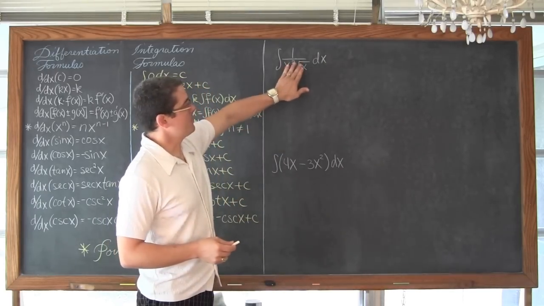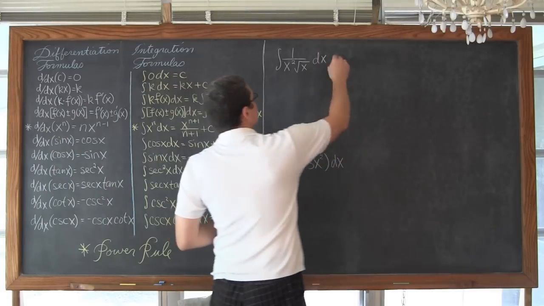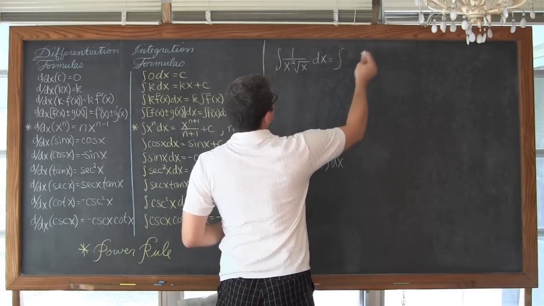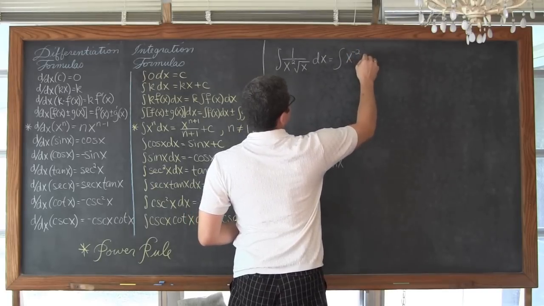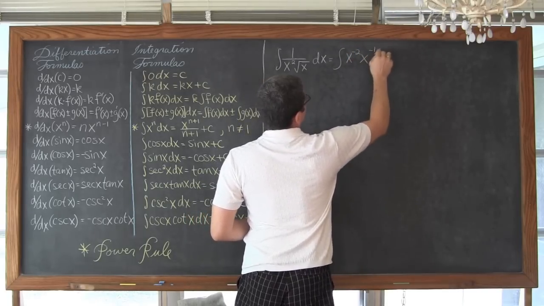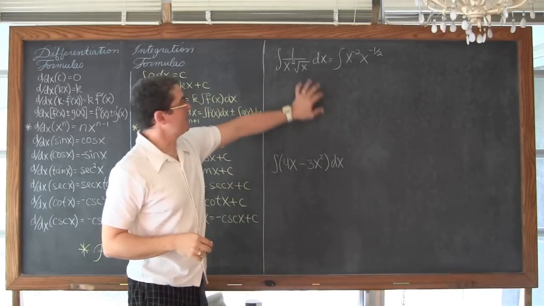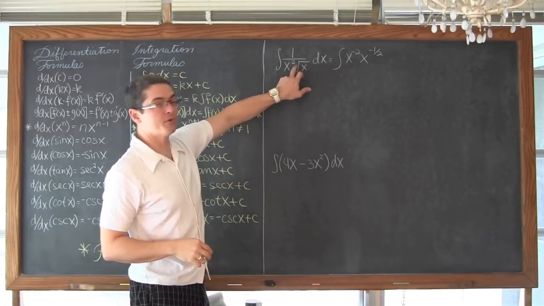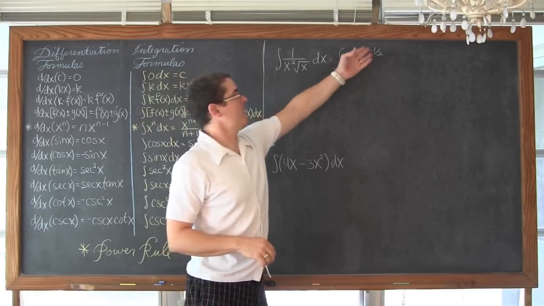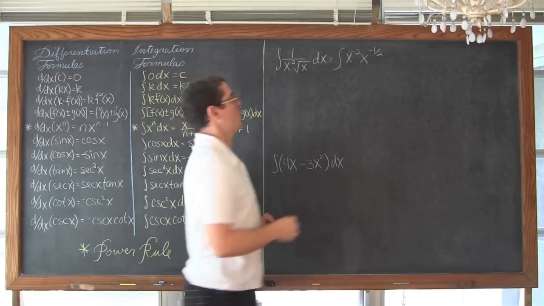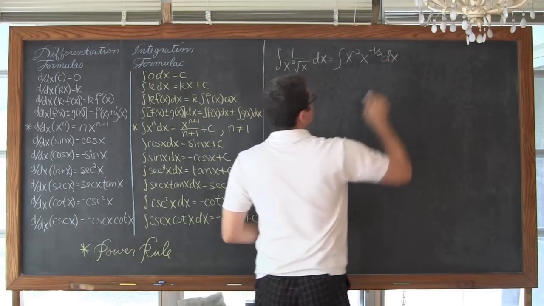That means we need to get rid of the fraction bar. So this is going to become the integral of x to the -2 times x to the -1/2 power. I'm going to write that radical as a power over root. The index here is 2, so that's x to the 1/2. And when we move that out of the denominator, we get x to the -1/2 dx.